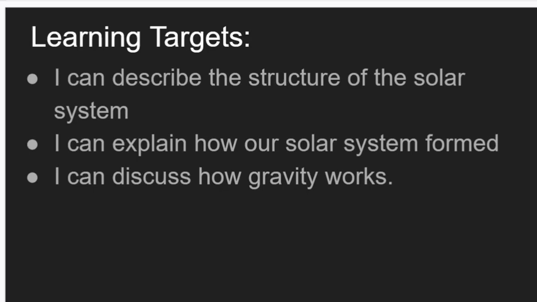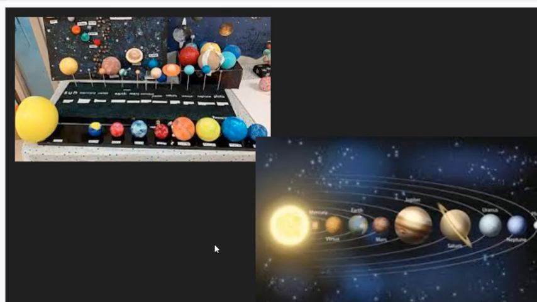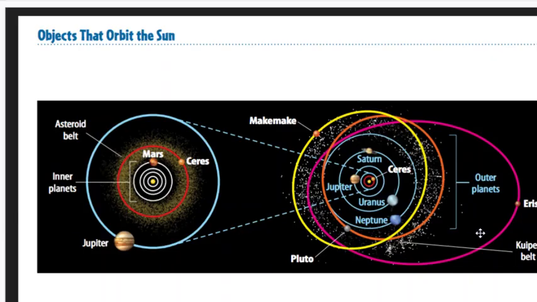Well, again, let's see if we changed our mind any. Our learning target was to be able to describe the structure of the solar system. We did talk a little bit about how our solar system formed with that nebular hypothesis, but also we learned a lot about how gravity works. And I hope that you went in this video from thinking about the solar system in these terms with those two models to more of this more accurate model here.